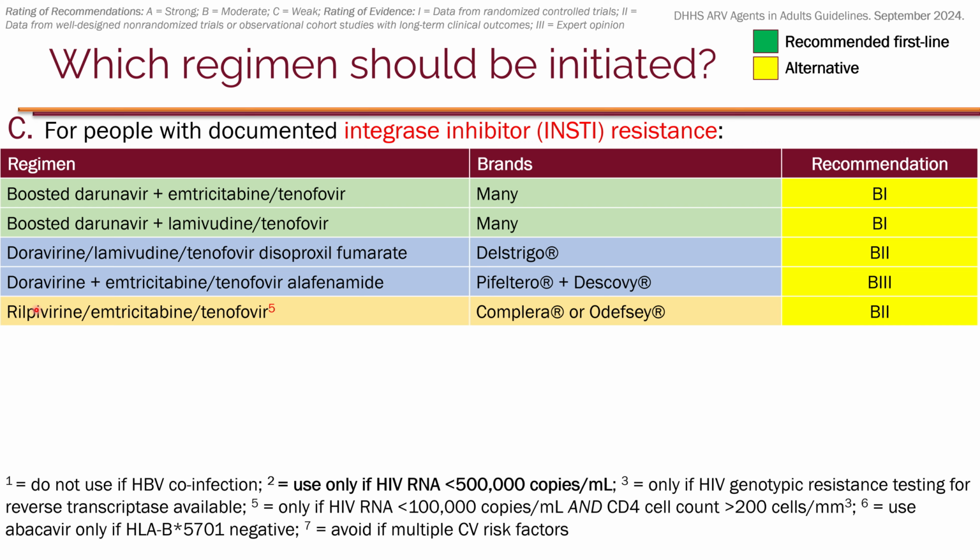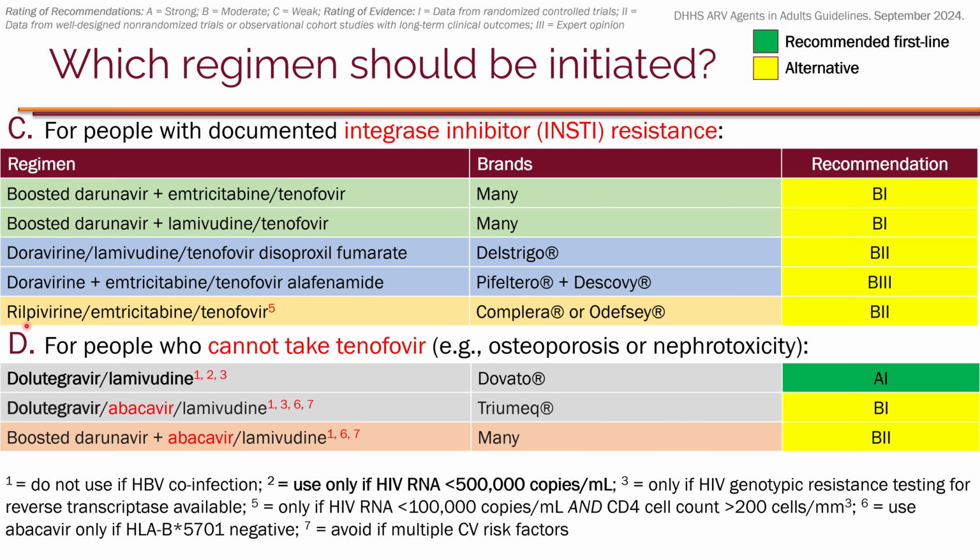But essentially, this is perhaps a last resort here, because for patients who take rilpivirine, we have to make sure that at baseline the RNA level is less than 100,000, and the CD4 count has to be at least 200 or higher in order for patients to take this. Otherwise, if the CD4 is less than 200, or if the viral load is more than 100,000, this is not going to be as effective.